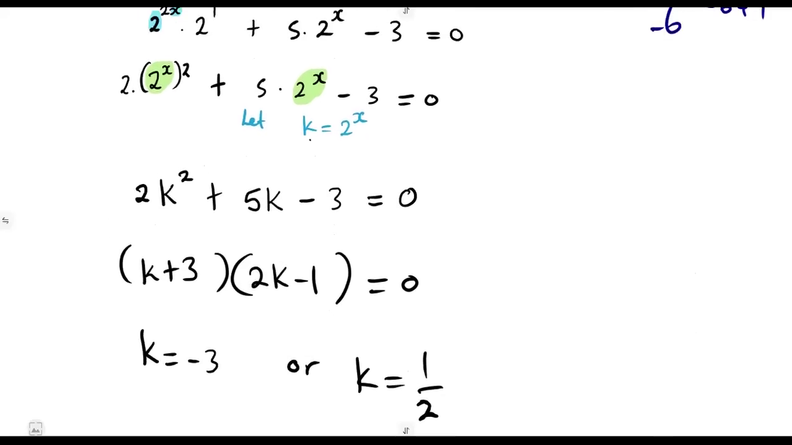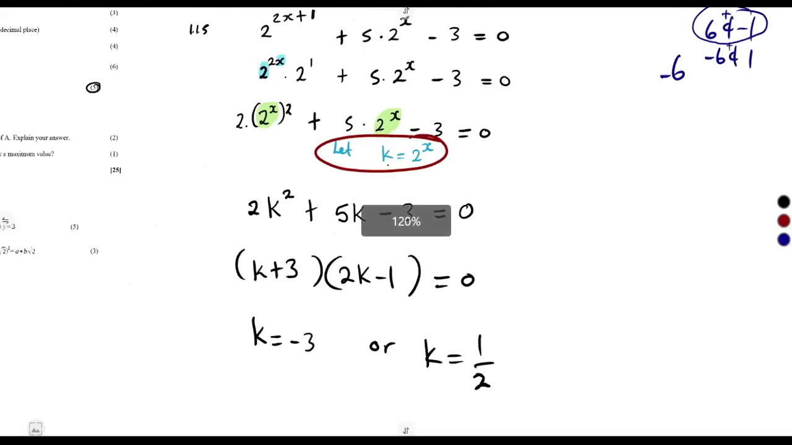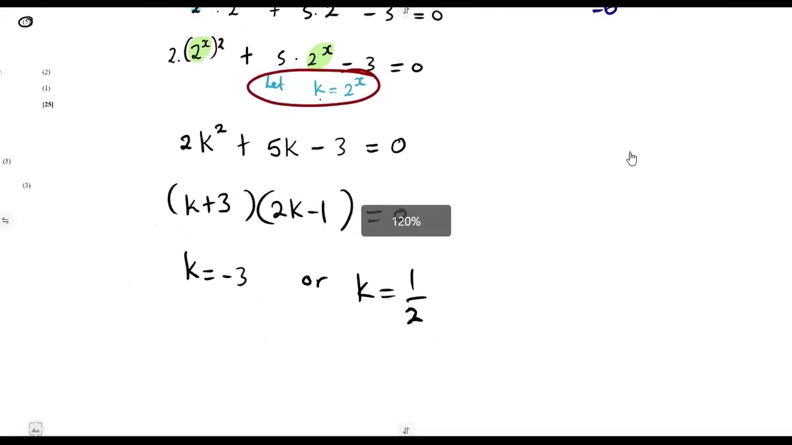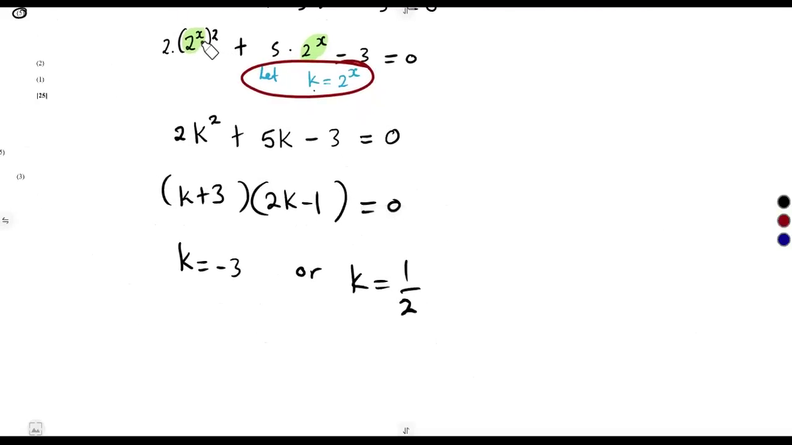We introduced something. That is why we said let. So we are supposed to bring back the x that we had. Remember, we are solving for what? For x. X, not k. K is something that we introduced. So you're going to bring that part where we had the k here.